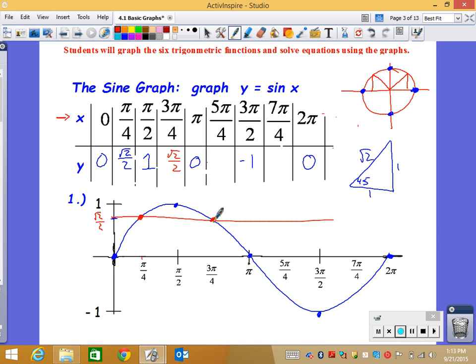Same thing with 5 pi over 4 and 7 pi over 4. That's going to be a negative square root 2 over 2. And again, that corresponds with my unit circle. There are two triangles that I can make on my unit circle where the sine of those reference angles are negative root 2 over 2.